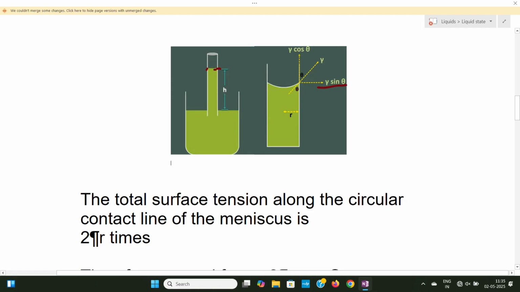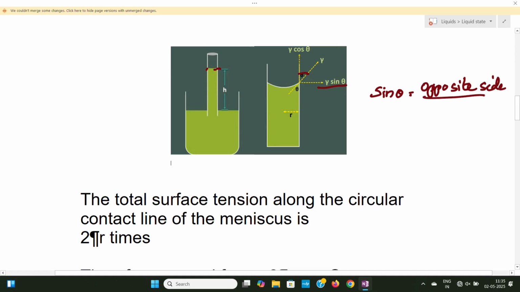And if this angle is theta, this angle will be theta only. This angle and this angle will be the same. Therefore, since this angle is theta, this angle also will be theta. Then we have to see how this gamma cos theta and gamma sin theta came. So we know that sin theta is nothing but opposite side by hypotenuse.